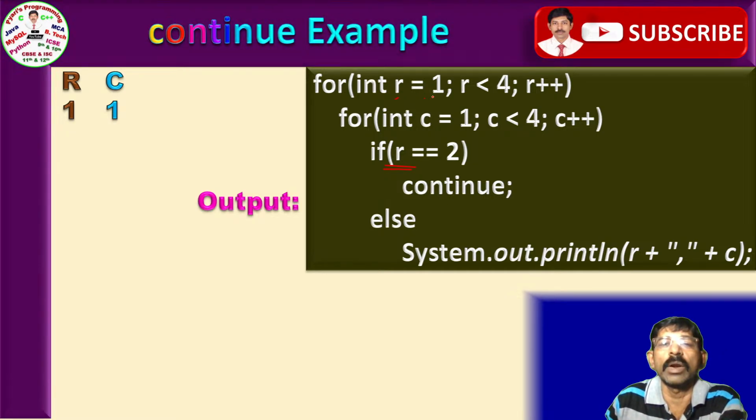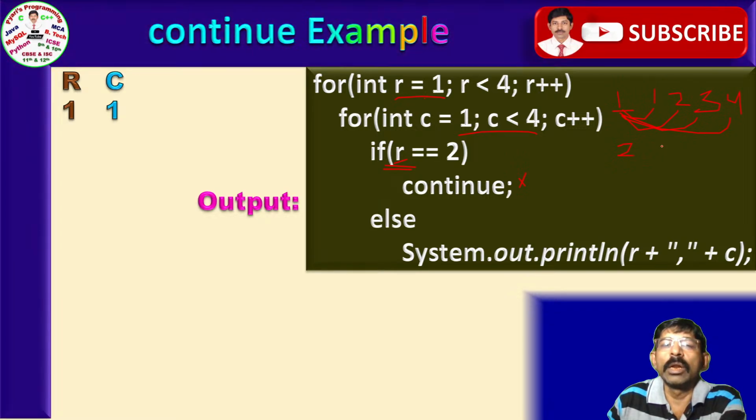Shortcut mechanism: when R is 1, C will iterate 1 to 4. So that means R is 1, C is 1, 2, 3 and 4 will iterate. Condition is applied on R. It is not true, so it will not continue. It will display. That means 1,1, 1,2, 1,3 and 1,4. All will be displayed.